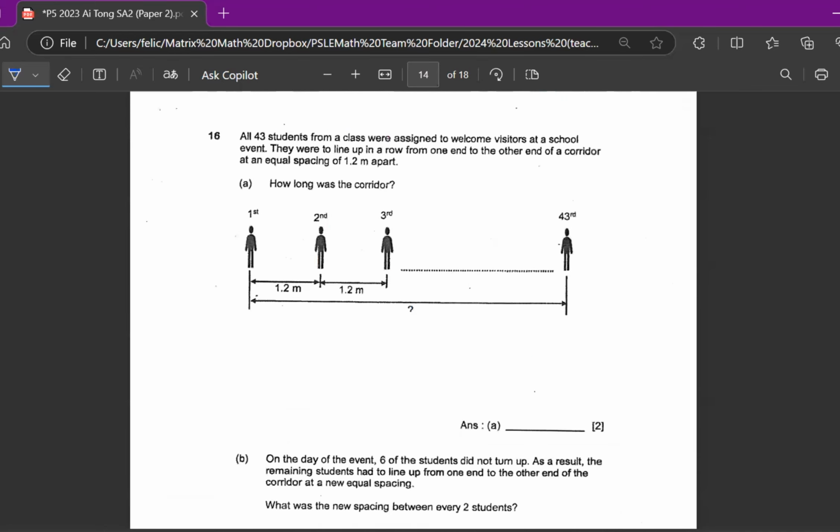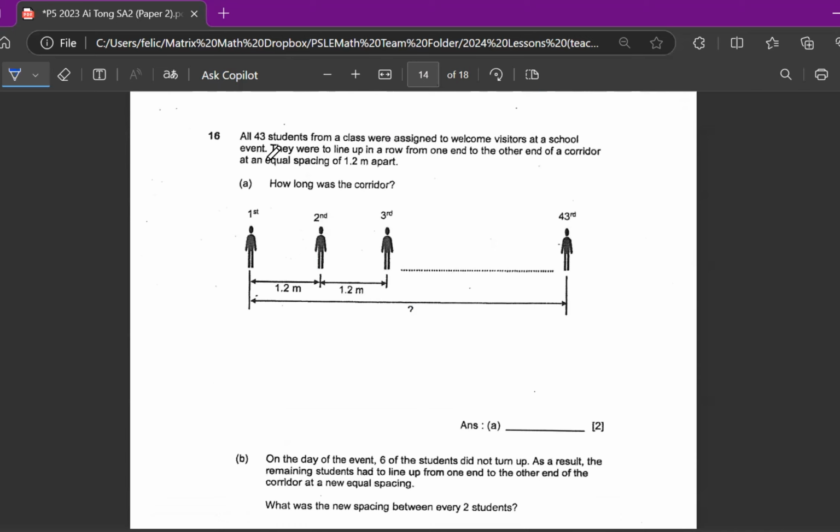Now, all 43 students from a class were assigned to welcome visitors at a school event. They were to line up in a row from one end to the other end of a corridor, at equal spacing of 1.2 meters apart. How long was the corridor? Now, I'm sure you all can tell what concept this is on. This is your intervals concept, which we have done many times during lessons also.